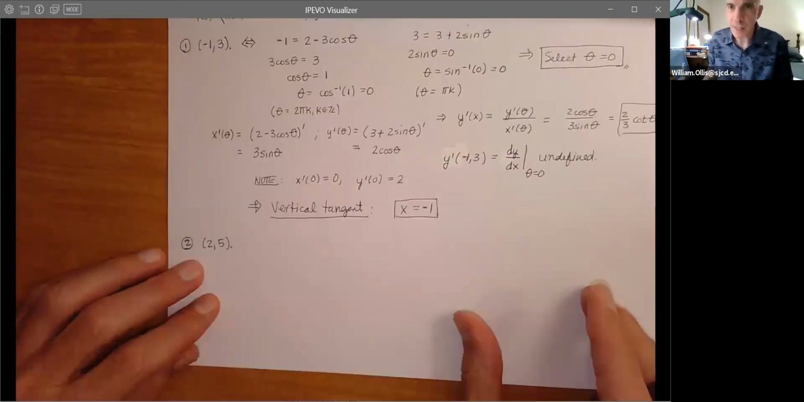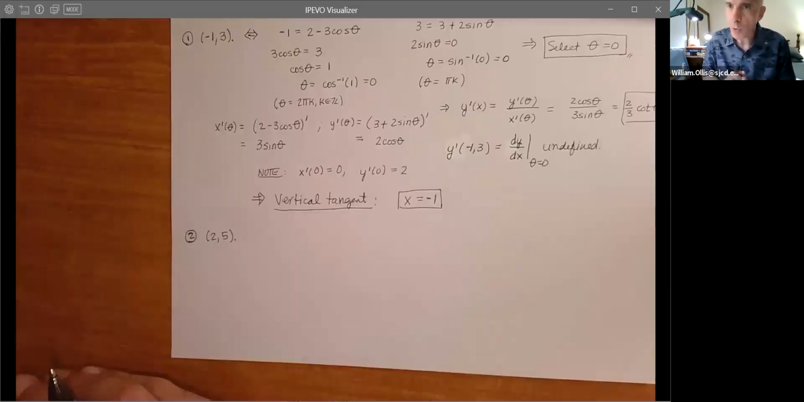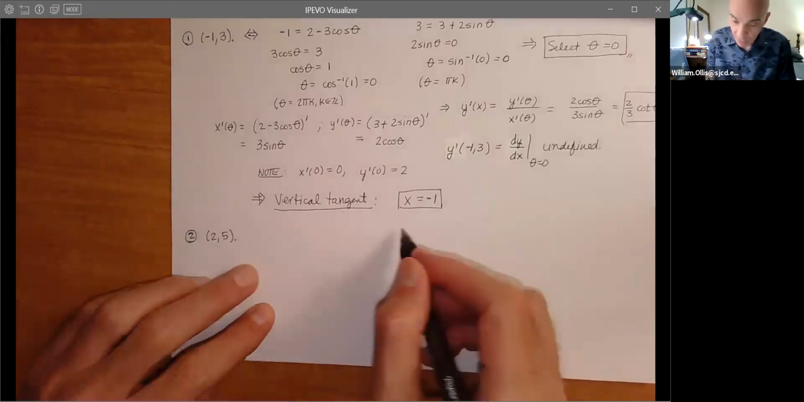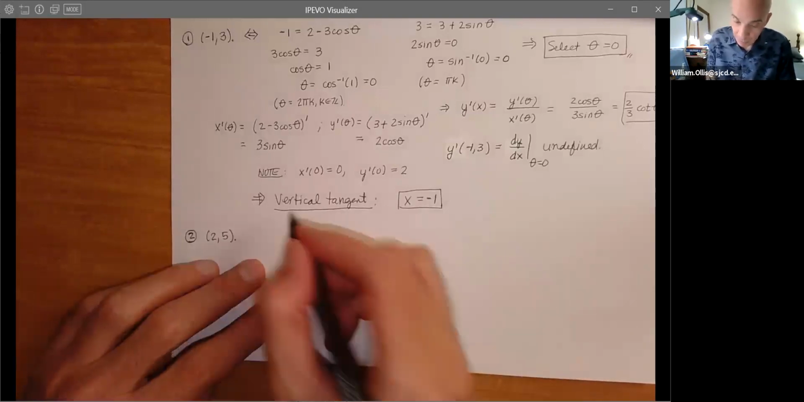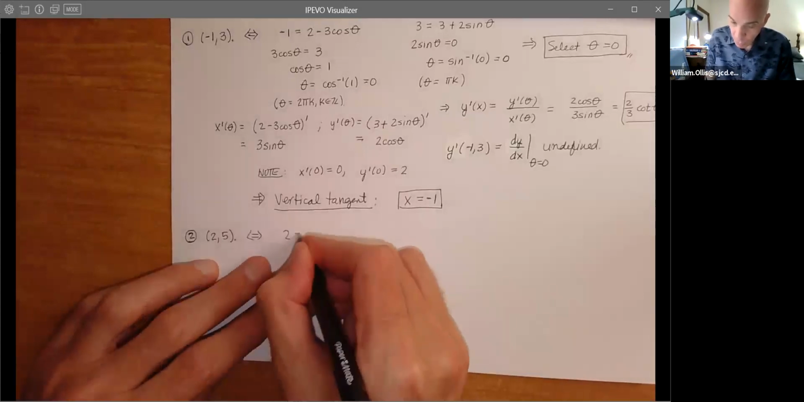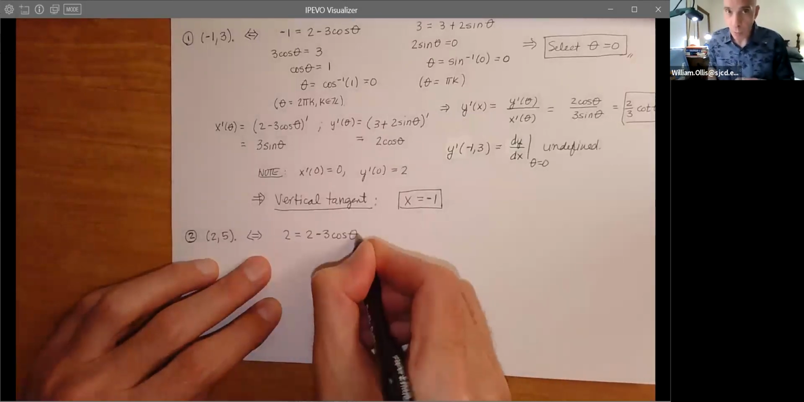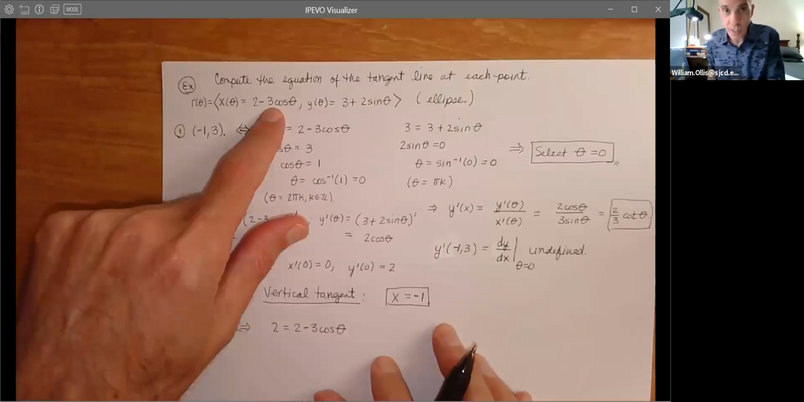This is like doing infinite series because it's a mature level of work that would never work in pre-cal or cal 1. So for the point (2,5), let's do the same thing. What is this going to mean? Equivalently, we'll have 2 equals 2 minus 3 cosine theta. So remember, everyone, we just go back to our equations that we have up here.